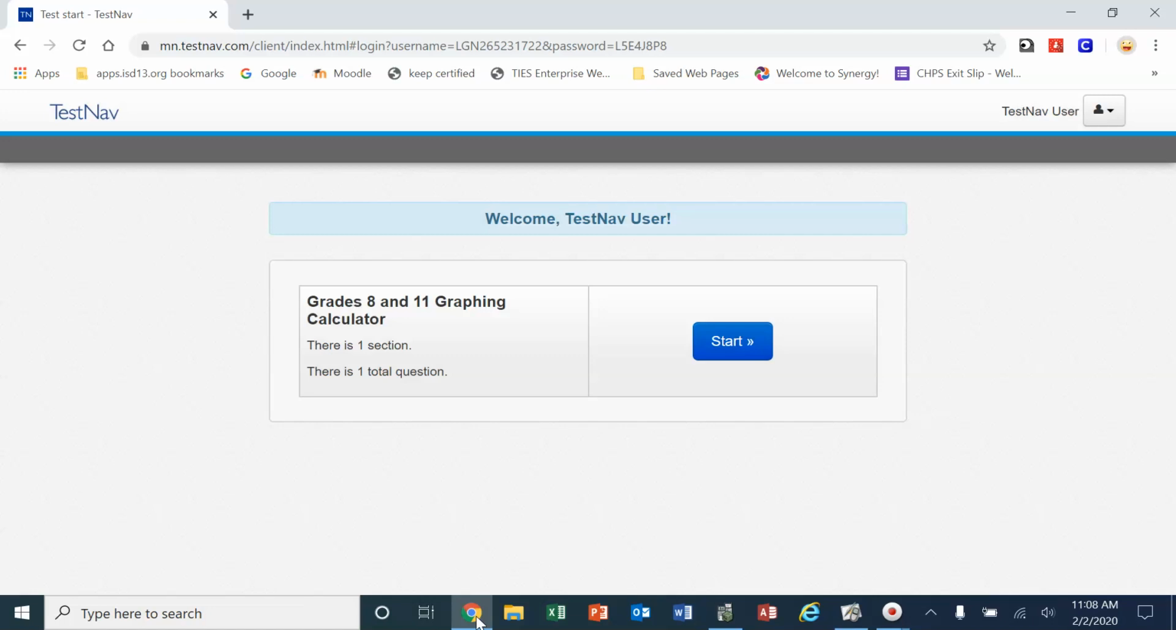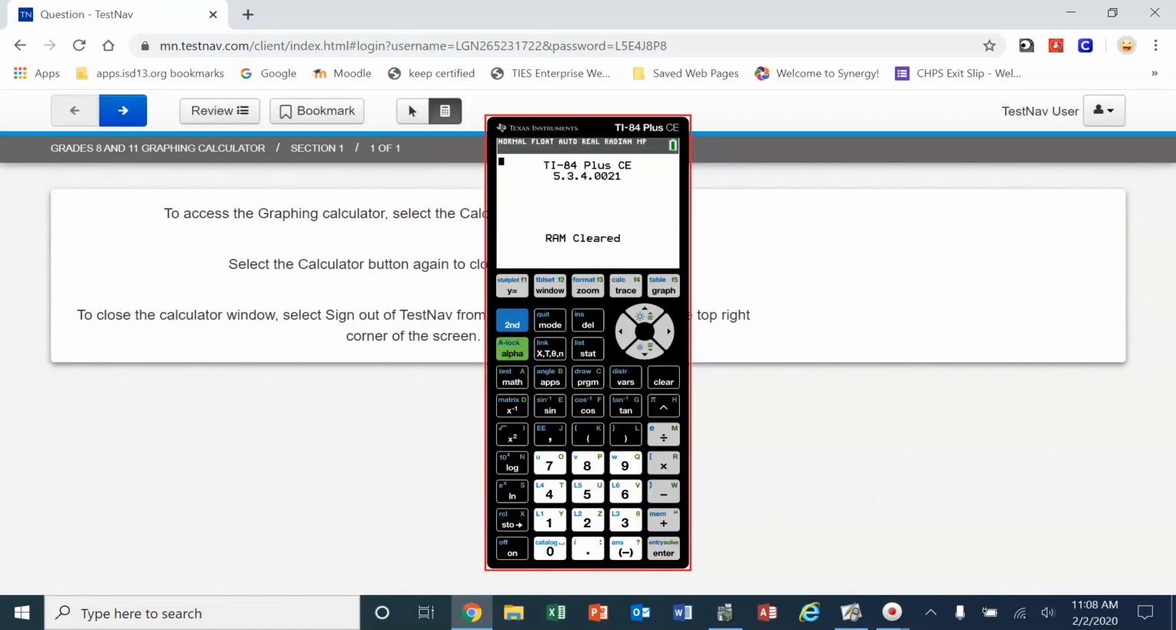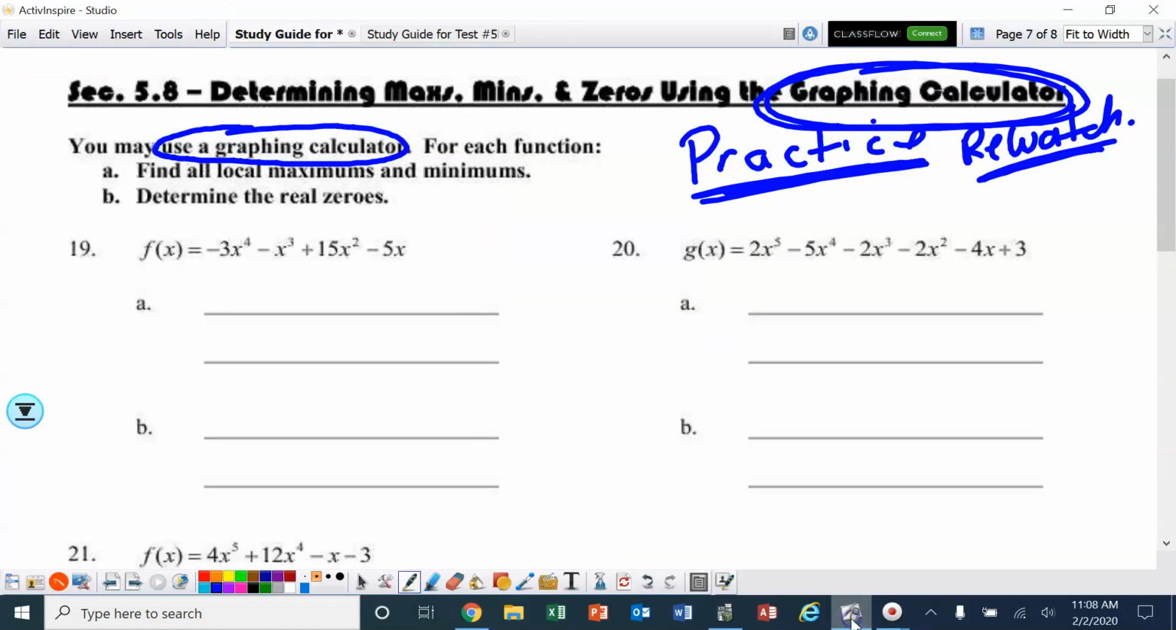Just follow the buttons I'm pushing, and you do have access to this calculator right there. So it can do all of this same stuff that I'm showing you. You can do it on the computer if you don't have your own calculator.